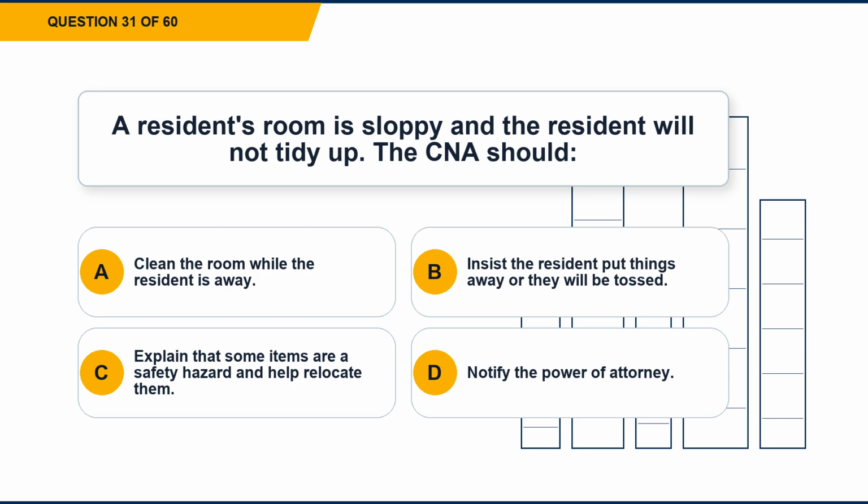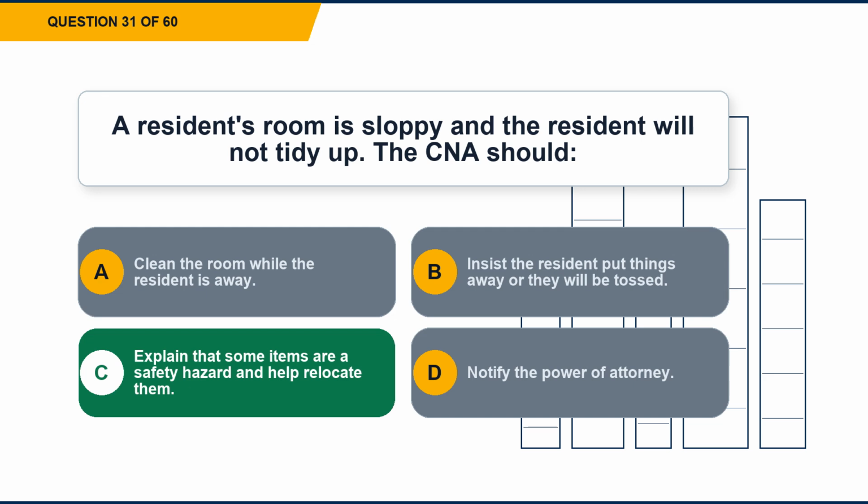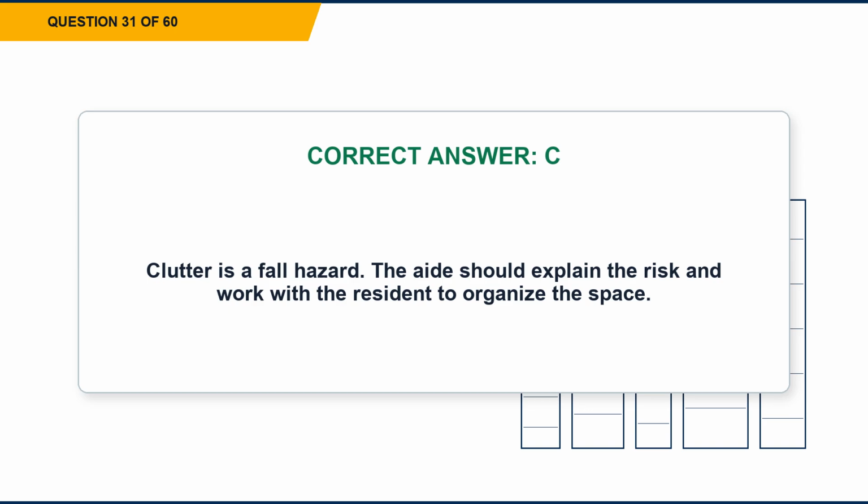The CNA should: Option A, clean the room while the resident is away. Option B, insist the resident put things away or they will be tossed. Option C, explain that some items are a safety hazard and help relocate them. Option D, notify the power of attorney. The correct answer is option C, explain that some items are a safety hazard and help relocate them. Explanation: clutter is a fall hazard. The aide should explain the risk and work with the resident to organize the space.